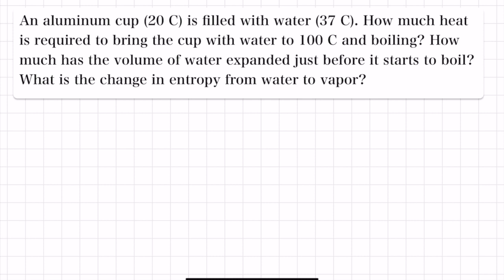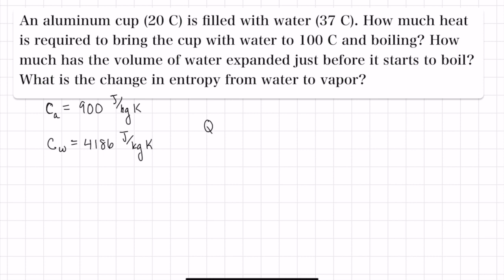So we have an aluminum cup. I didn't write these down, but I will write them here. The specific heat for aluminum, which I'll write as Ca, is going to be 900 joules per kilogram per Kelvin. And that's going to be filled with water at 37 degrees. The specific heat of water is 4186. And we want to know the amount of heat required to bring the cup with water to 100 degrees Celsius and then boiling.